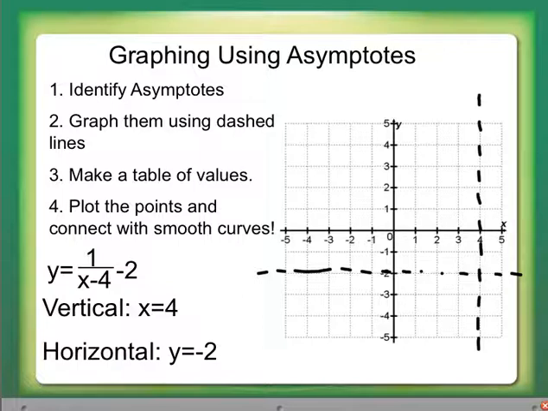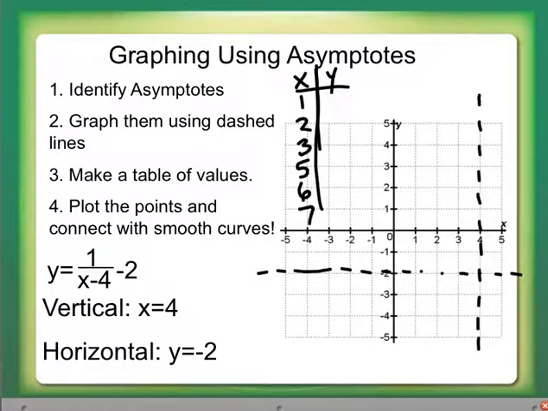And then we're going to make a table of values. And I will encourage you to always use values on the left side and the right side of your vertical asymptote, meaning, let's say we take 3 of each. So that we have, okay, we'll plug in x as 1, 2, and 3. We're going to skip our vertical asymptote because it's just going to come up undefined. And then we're going to plot 5, 6, and 7. Plug those in and plot them. Okay? Now, how we do this, remember, I'm just plugging in my x value as 1 and simplifying.